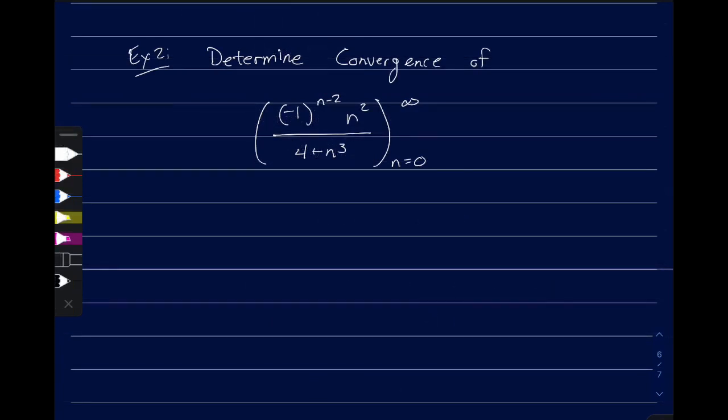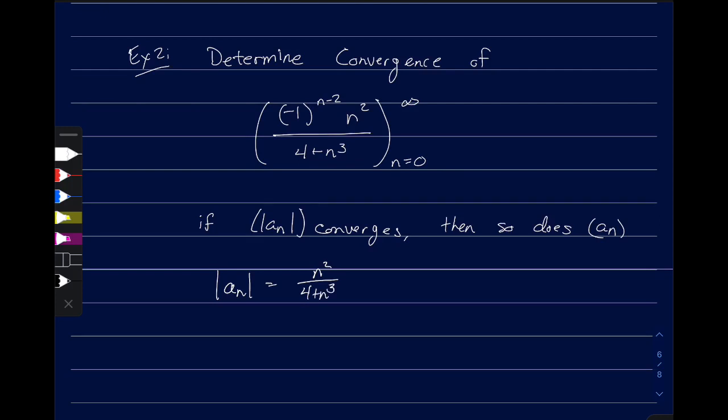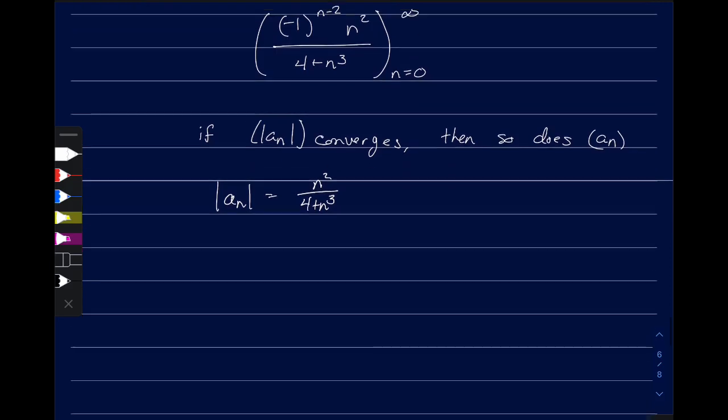For our next example, let's take a look at the sequence (-1)^n minus 2 times n squared over 4 plus n cubed. Now we're going to use the fact that if the absolute value of a_n converges, then so does a_n. So if the sequence of absolute values converges, then the sequence itself converges. So looking at the absolute value of a_n, that's just n squared over 4 plus n cubed.